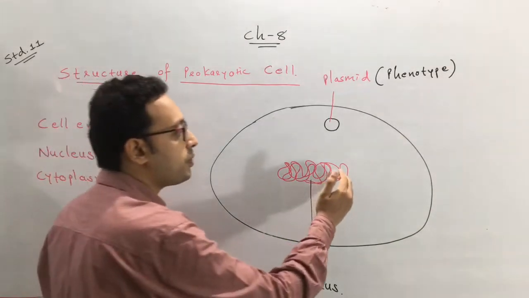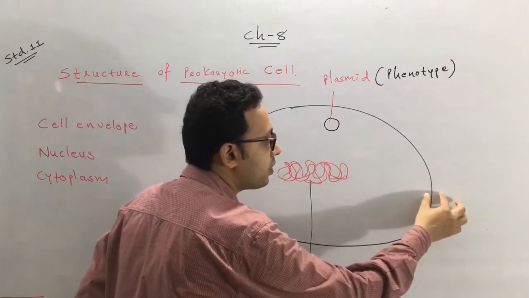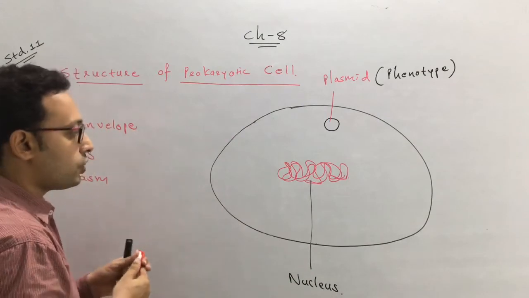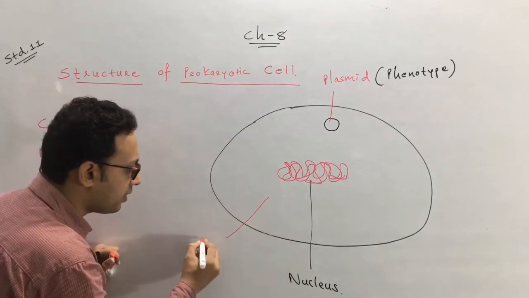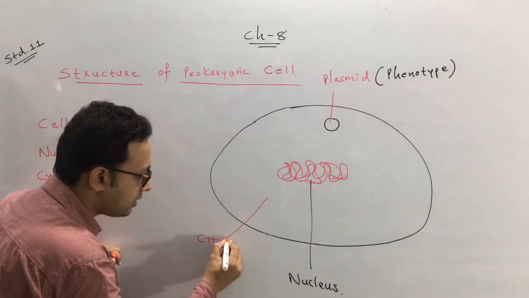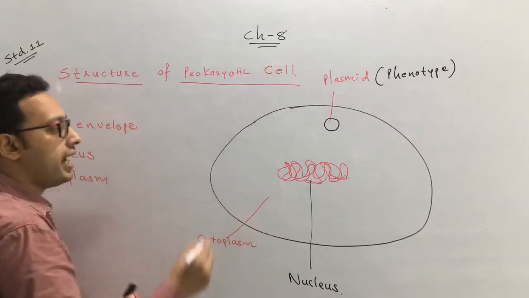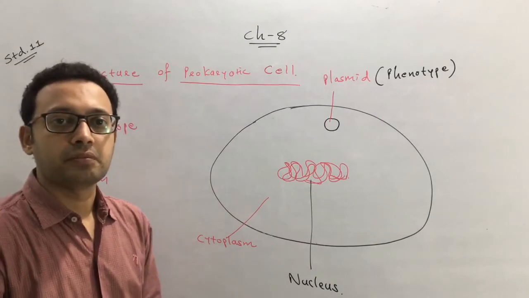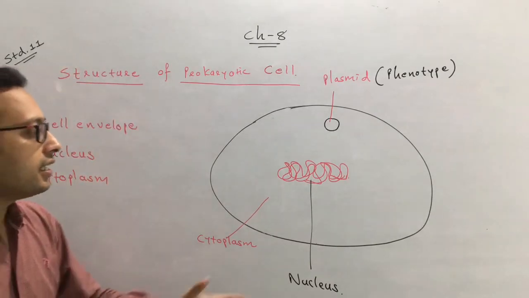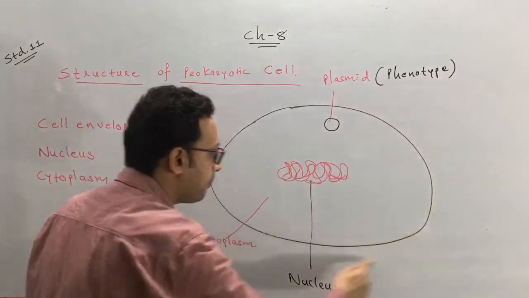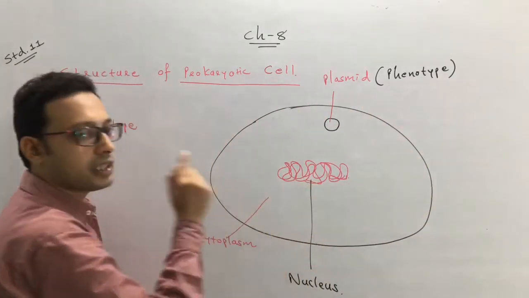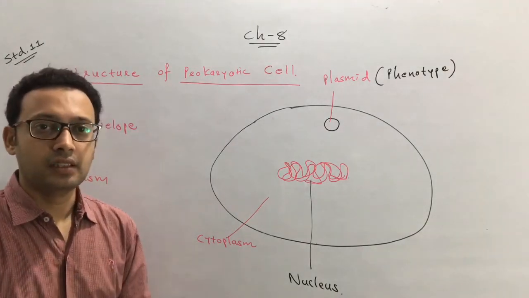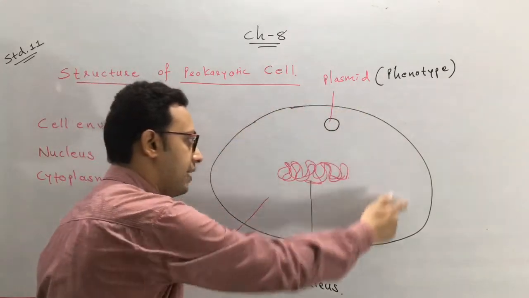Now anything which is present between the nucleus and the cell envelope is called the cytoplasm. So anything which is present in this whole region is called the cytoplasm. Anything between the nucleus and the membrane or cell envelope is called the cytoplasm. So the prokaryotic cell contains all things: cell envelope, nucleus and cytoplasm. Now we have to discuss each component in detail. So first we start with the cell envelope.